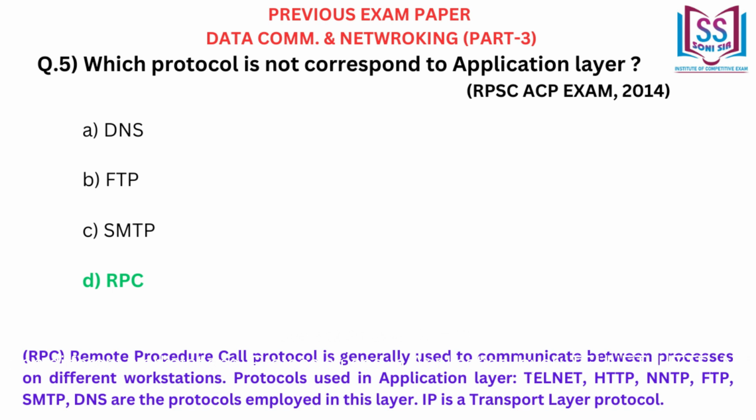RPC, Remote Procedure Call Protocol, is generally used to communicate between processes on different workstations. Protocols used in the application layer: Telnet, HTTP, NNTP, FTP, SMTP, DNS are the protocols employed in this layer. IP is a network layer protocol.